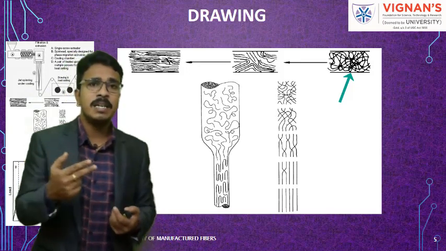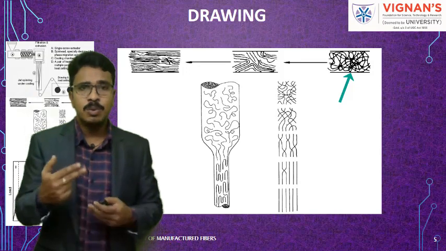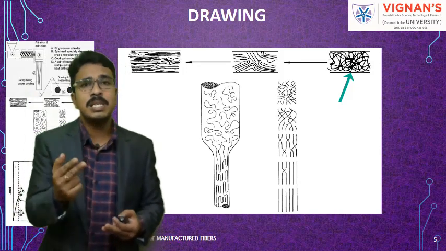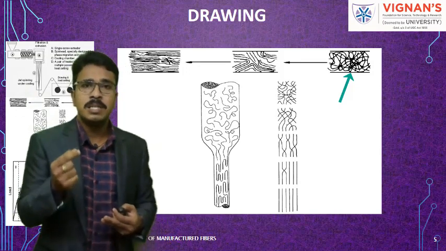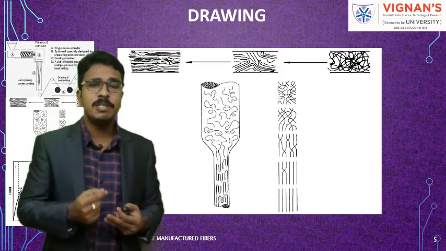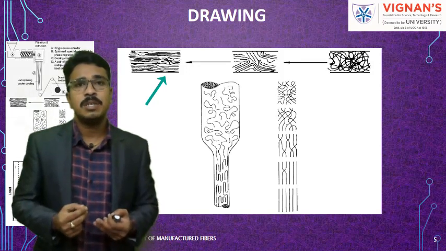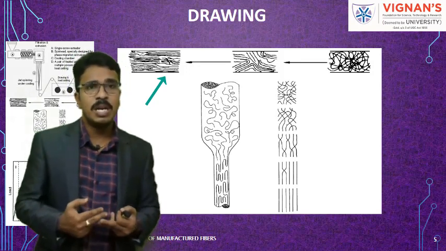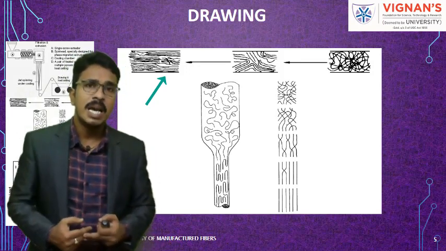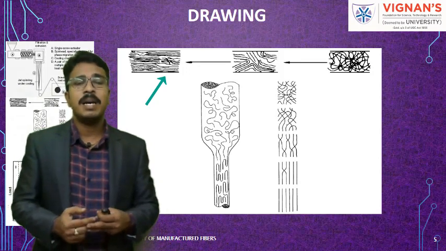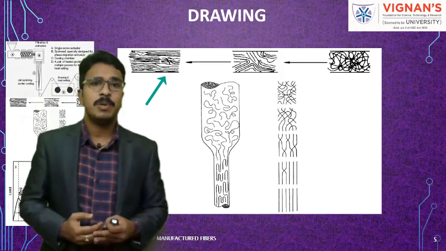So when it is taken forward through this drawing process, you can see the molecular chains in the second and third images are arranged more or less parallel to the fiber axis. Thereby this orientation is improving.